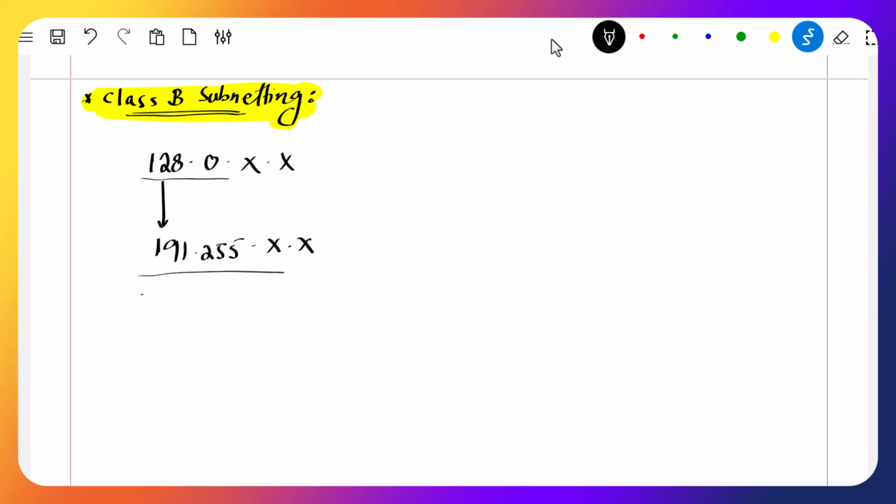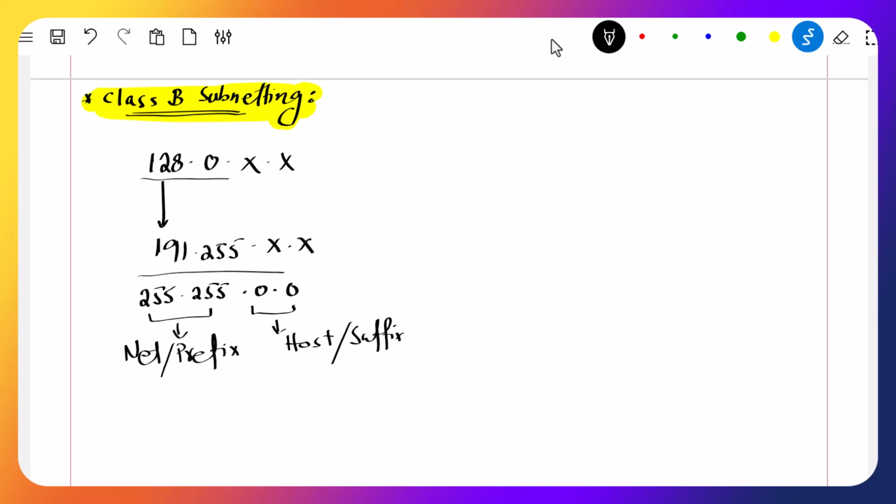And the default subnet mask is 255.255.0.0. It means that these two octets are the host or suffix part, and these two are the network or prefix part. Remember, this is the default subnet mask. Here we will try to borrow bits from the third octet and from the fourth octet.